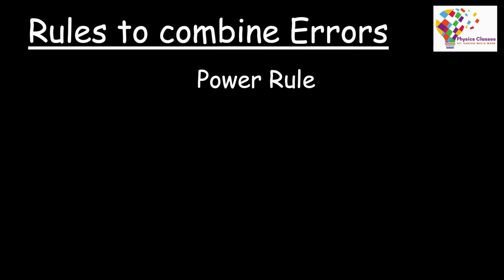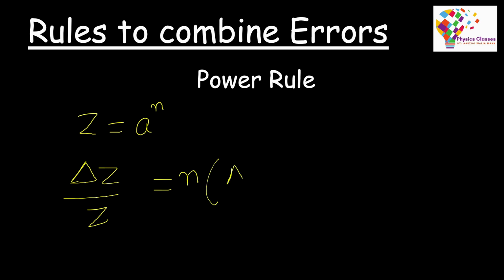Let's move on to the power rule. Suppose we define a quantity z which is equal to a to the power n. Now, if I want to find out the fractional error in z, then that would be equal to n times the fractional error in a.